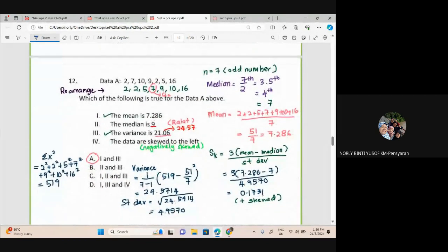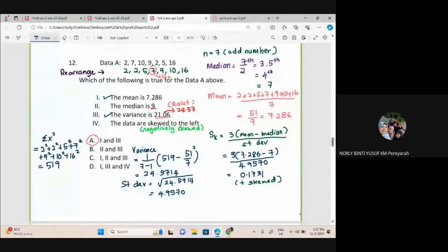12 pun sama, repeated, data tu rearrange, carilah mean, mode, median. Tapi dia tanya juga untuk you punya SK, so nak cari SK tu sebab nak tahu data tu skew to the left or skew to the right. Nak cari boleh, tak nak cari pun you compare antara nilai mean dengan median, dua-dua boleh. Okay, dapatlah jawapan dia adalah 1 dan 3. Sebab median dia memang bukan 9 lah. Median dia adalah 7. Okay.